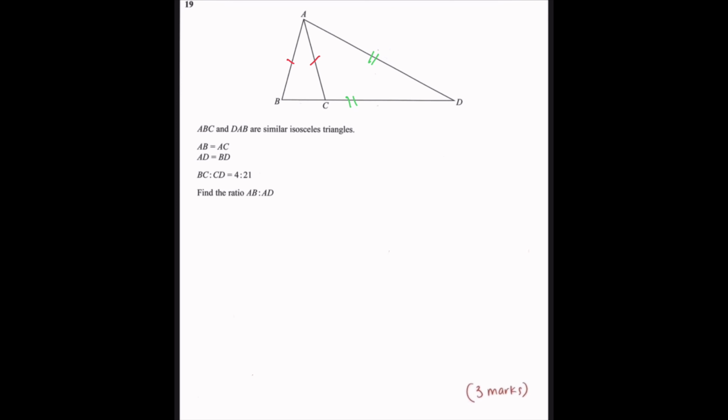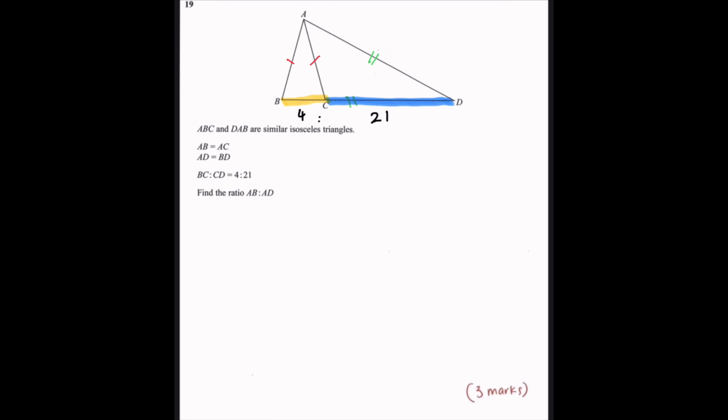BC to CD is in the ratio of 4 to 21. So let's make a note of that. I'll put this length in blue. I'll put this length in yellow. And we'll call that 4 to 21. Find the ratio AB to AD.